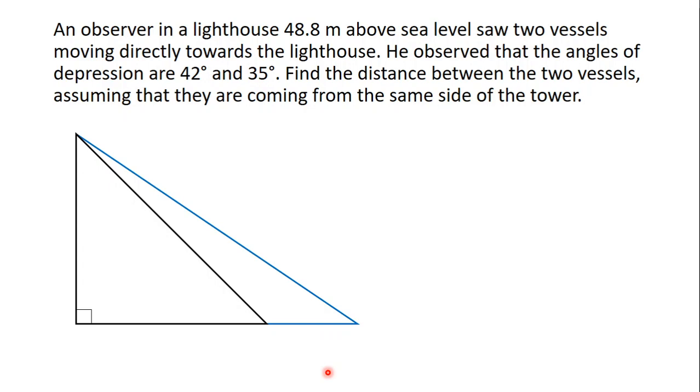Magiging ganito yung illustration natin. Ito yung lighthouse. So, ngayon, mas simple na lang yung mga illustration na pinapakita ko, hindi na masyadong madrawing. Ito yung lighthouse. So, this side measures 48.8 meters. Above that lighthouse, dito sa height ng 48.8 meters, merong observer at nakikita niya na may dalawang vessels moving towards the lighthouse. So, asan yung dalawang vessels na yun dito? Sa point na ito and point na ito.